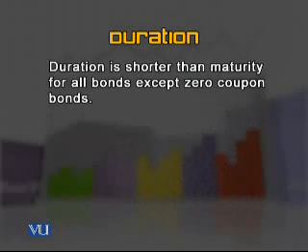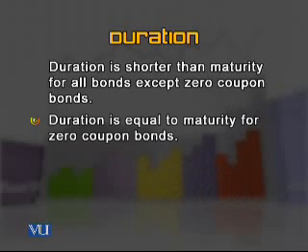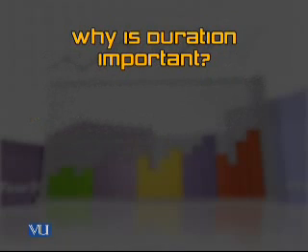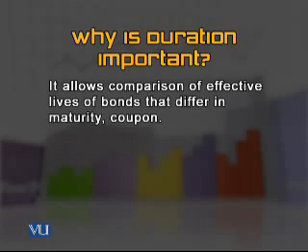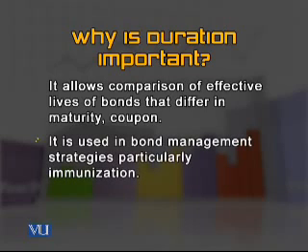We remember that duration is shorter for bonds with coupons, and duration is equal to the maturity time of zero coupon bonds. So then why is duration an important function? Why do we have to worry about duration? Because it allows comparison of effective lives of bonds that differ in maturity and coupons. That's very important. Also, it is used in bond management strategies, particularly immunization.